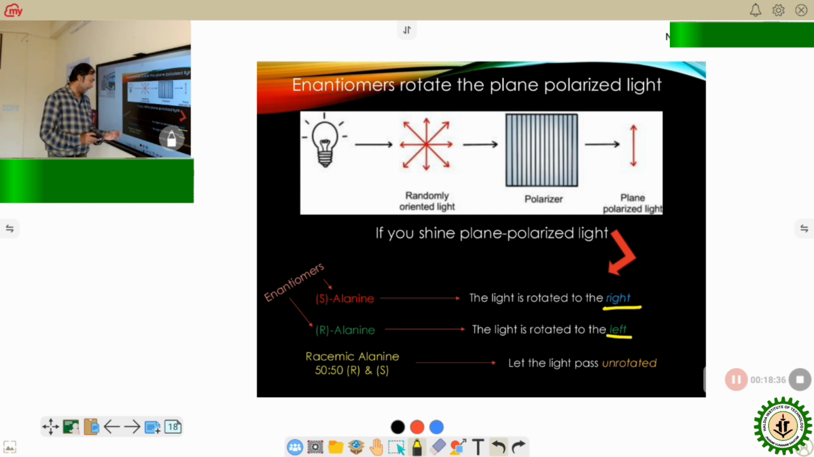And if I have a mixture with 50% S-alanine and 50% R-alanine, both present in the same amount, then that is called racemic alanine, and the net rotation will be 0. So the light will pass unrotated. This is the racemic mixture. So I can distinguish between S-alanine, R-alanine, and racemic alanine.